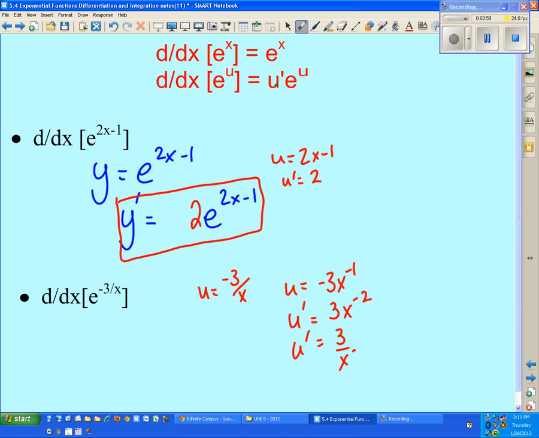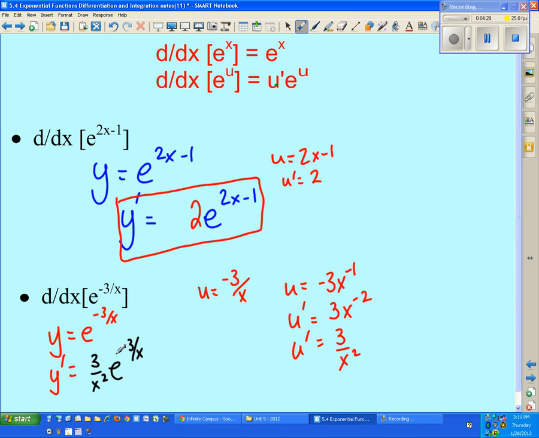So now when I take the derivative of this function, which is e to the negative 3 over x, y prime, I multiply by u prime, which would be 3 over x squared, and then I just rewrite the function that I started with. And so that would be the derivative of this function right here. And that's really all we're trying to do. We could manipulate its placement, but other than that, that's really all we're looking at.